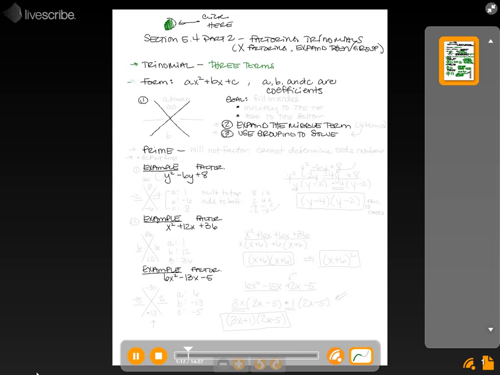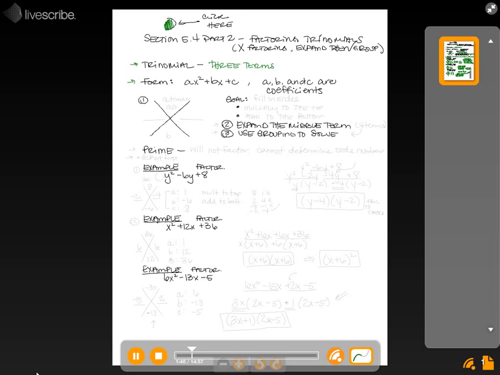Now, trinomials are always in the form ax squared plus bx plus c. And it's really important that the sign goes with whatever letter you're talking about. So a, b, and c are coefficients, and if for some reason that middle term was negative, it's a negative coefficient. So be sure to take signs with them as you're doing these types of problems today.